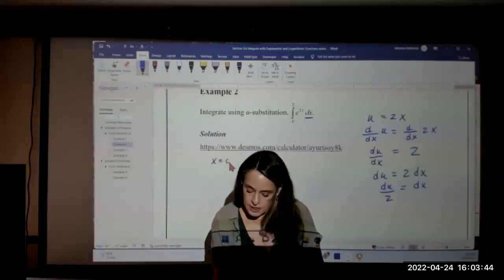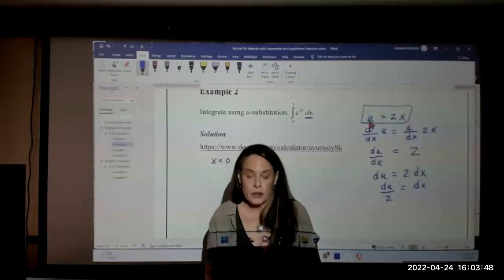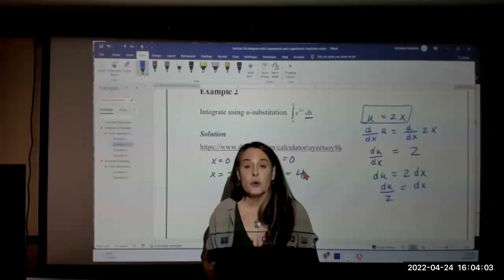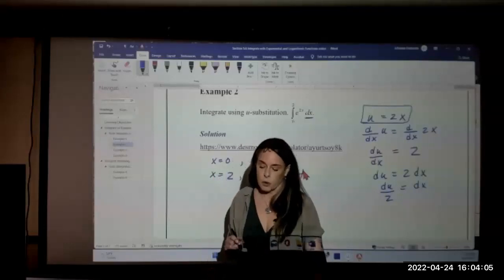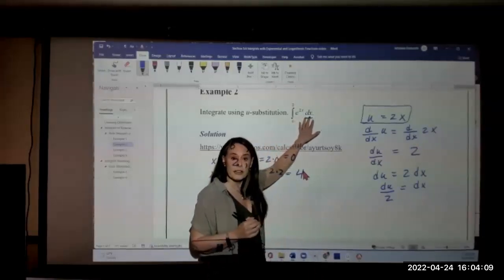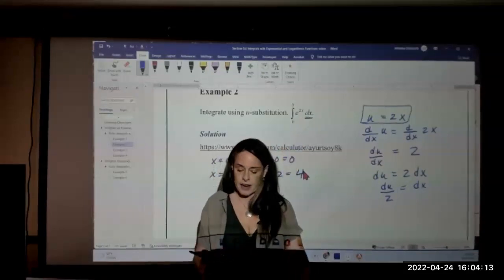When x is equal to 0, remember that our definition for u is up here. u is equal to 2x. When x is 0, u is equal to 2 times 0, which is 0 as well. When x is the upper limit of integration 2, then u is equal to 2 times 2, which gives us a new upper limit of integration of 4. Now we're going to substitute these into the original integral, substituting each piece using the parts that we found.